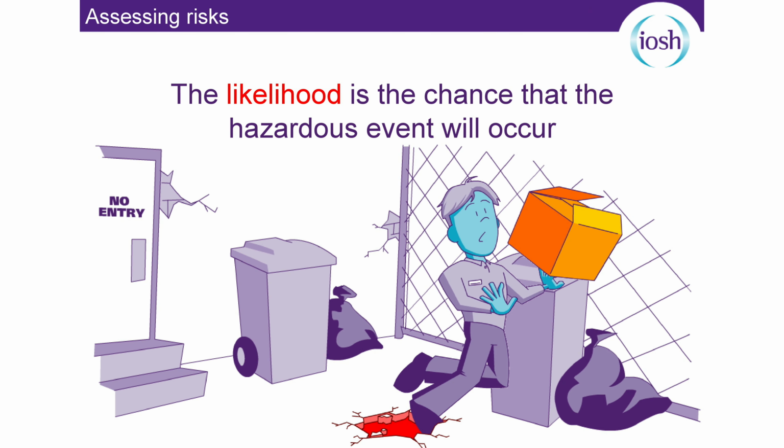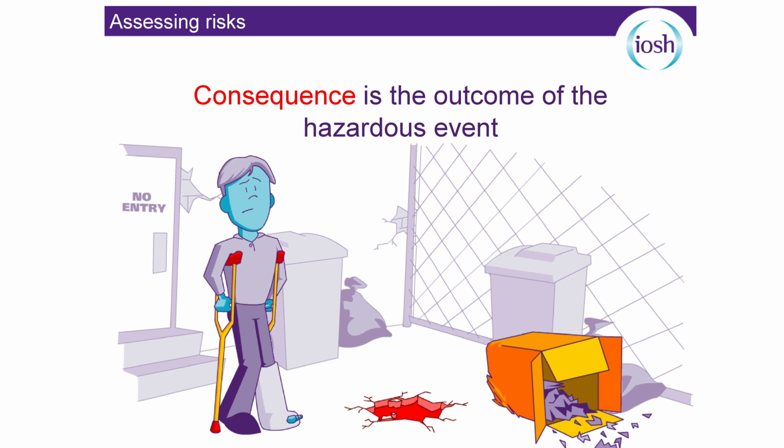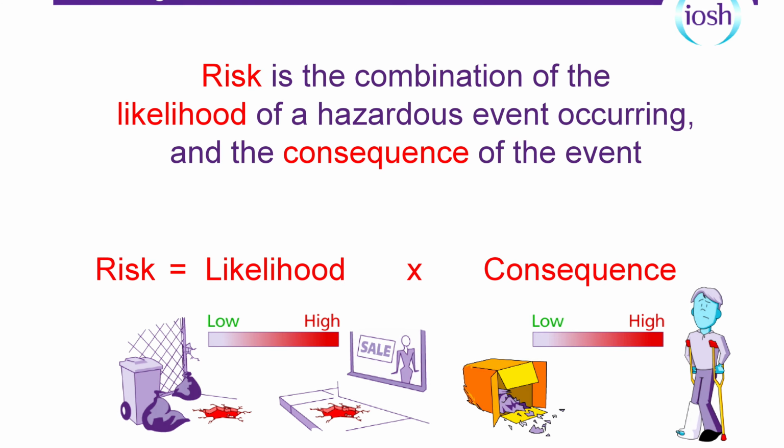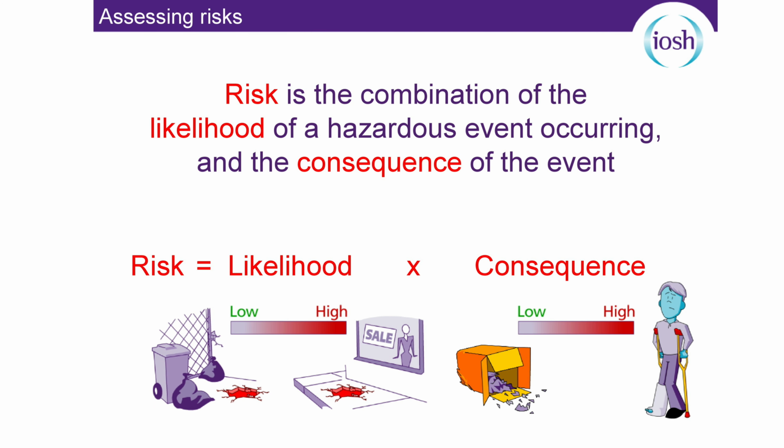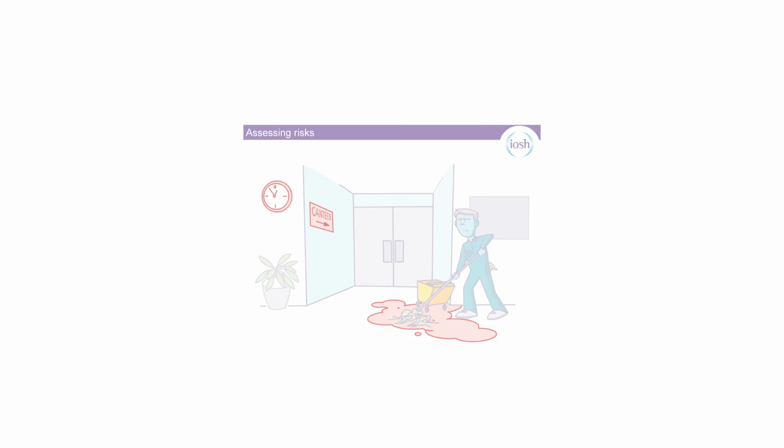The likelihood is the chance that the hazardous event will occur. Consequence is the outcome of the hazardous event. Risk is the combination of the likelihood of a hazardous event occurring and the consequence of the event. Risk equals likelihood multiplied by consequence.